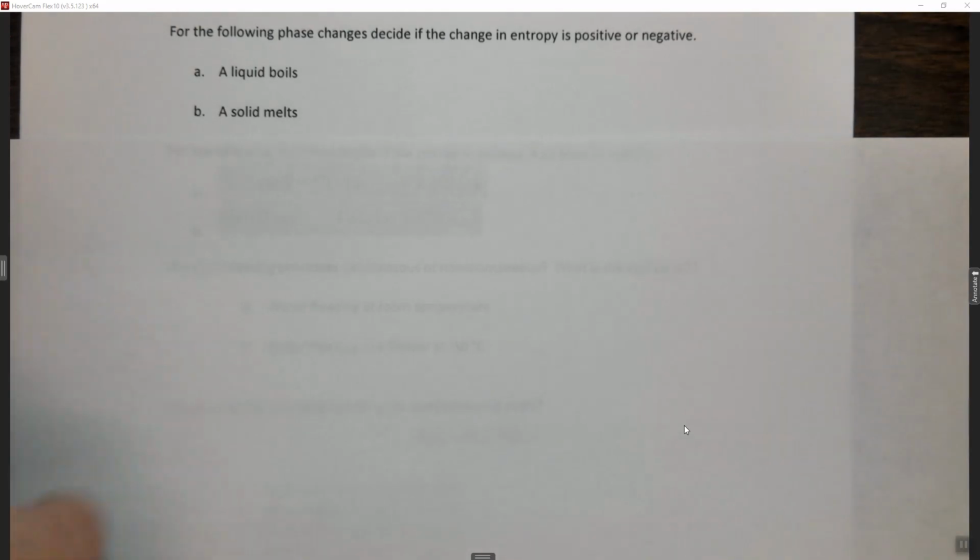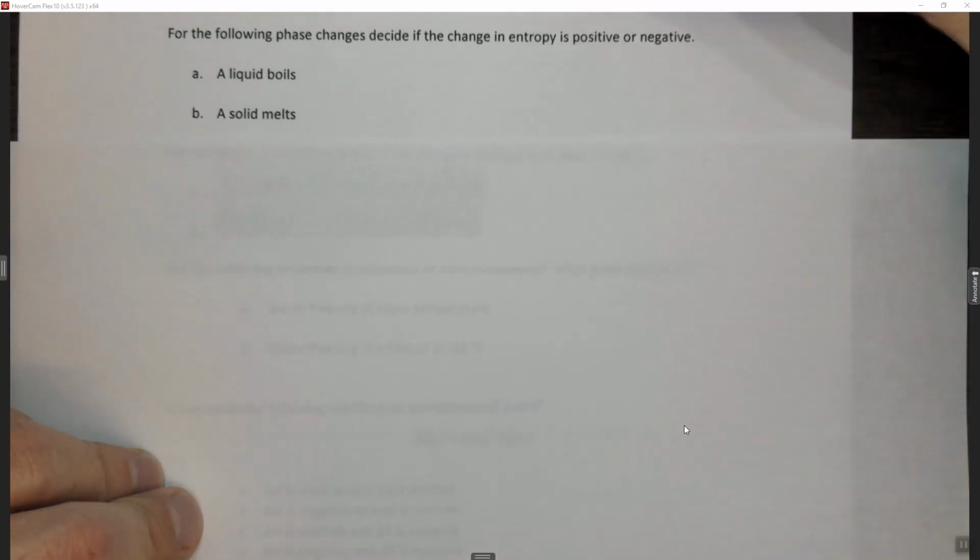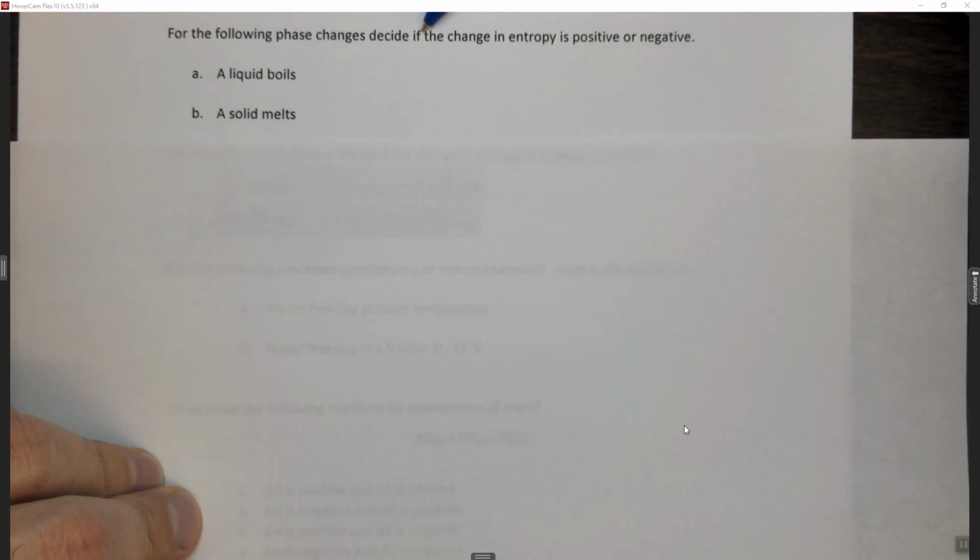If you haven't already watched the previous question, it's a good idea to start with that one. It says, for the following phase changes, decide if the change in entropy is positive or negative.